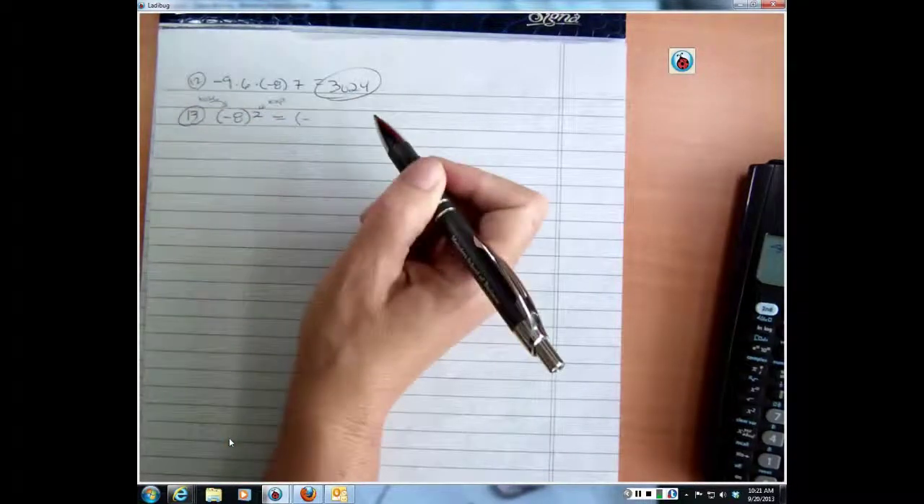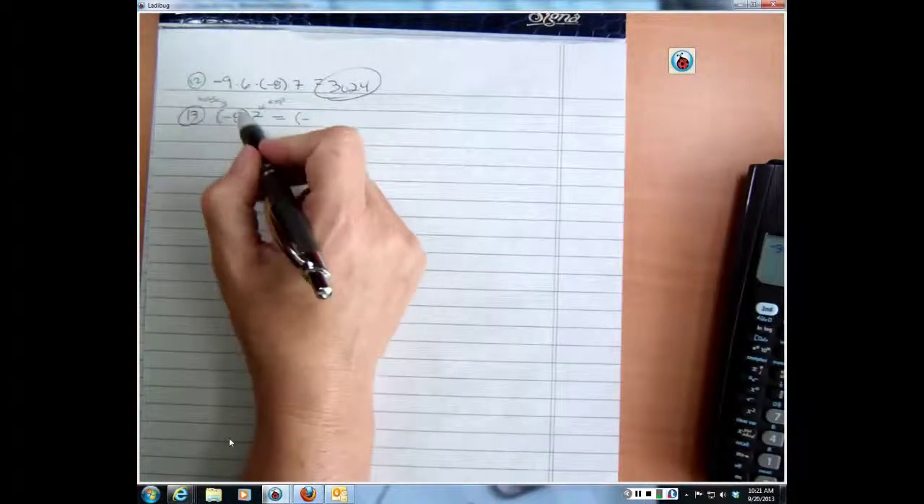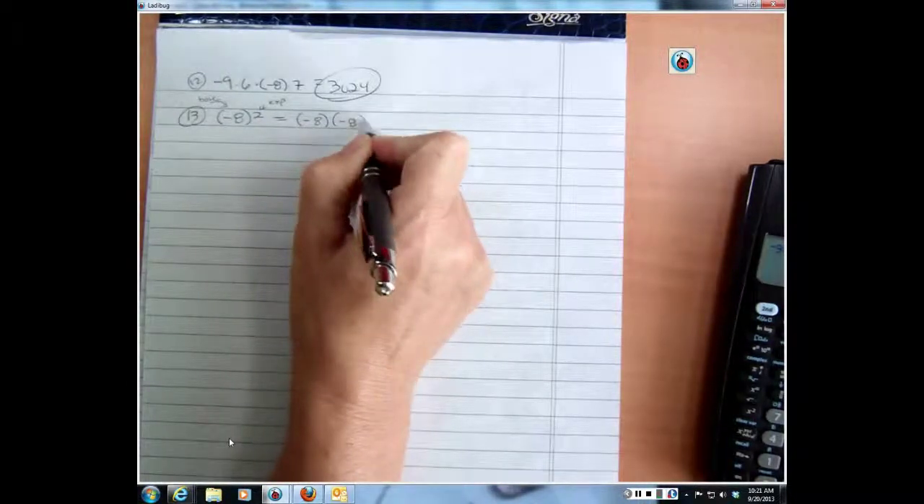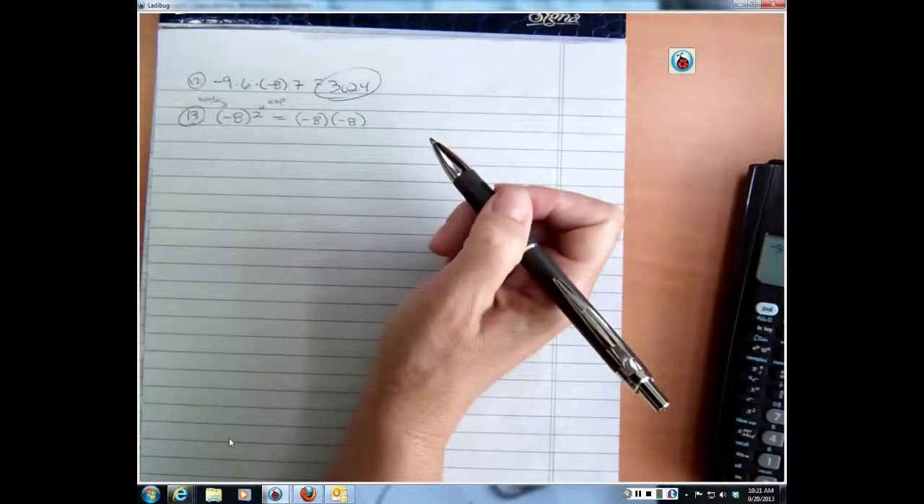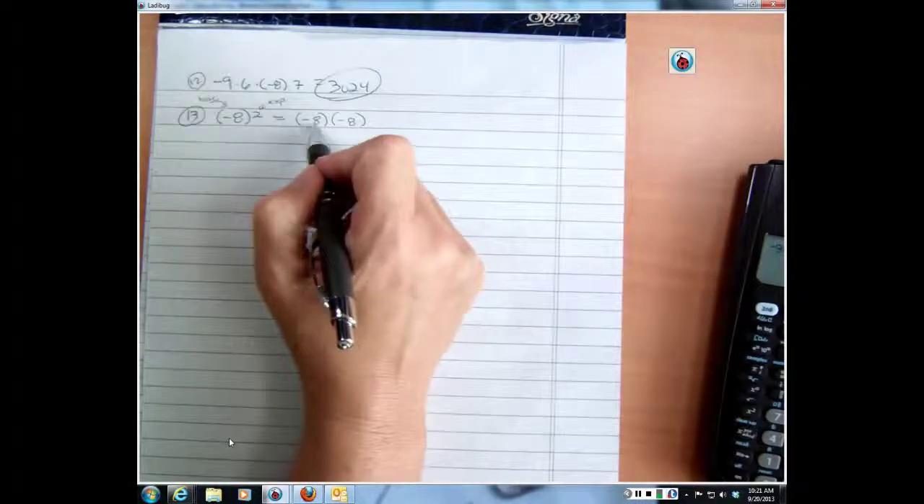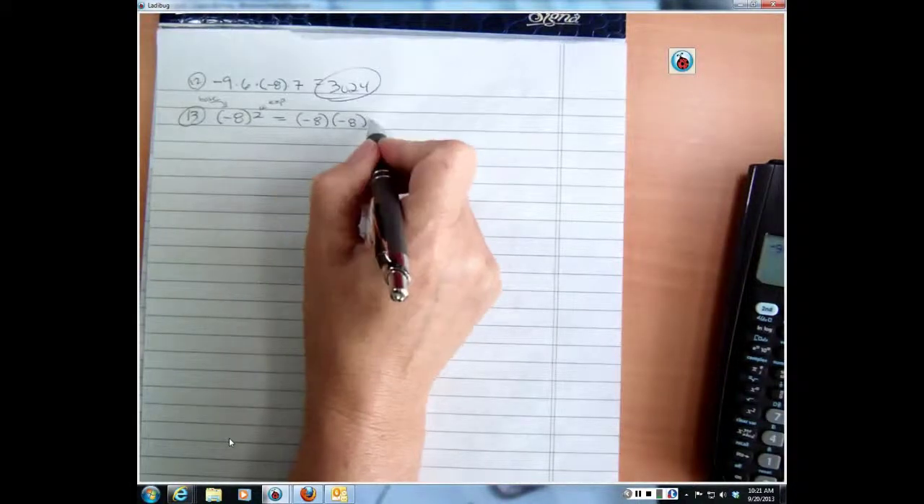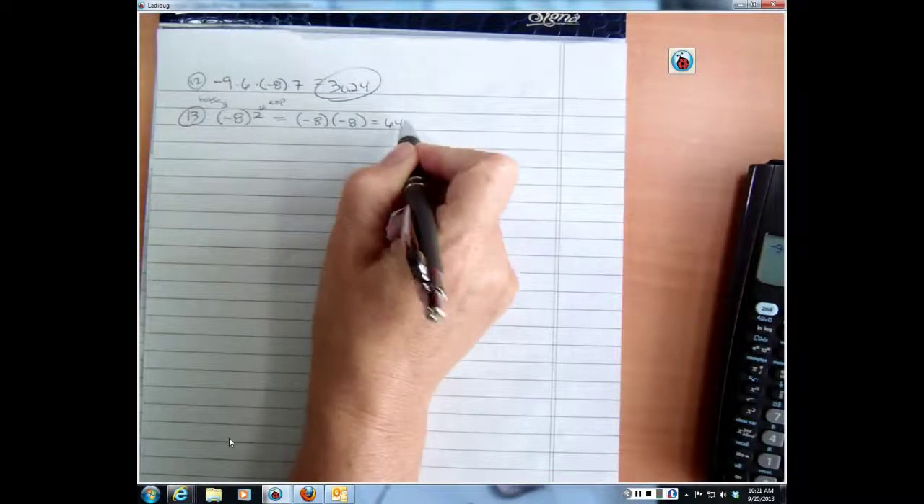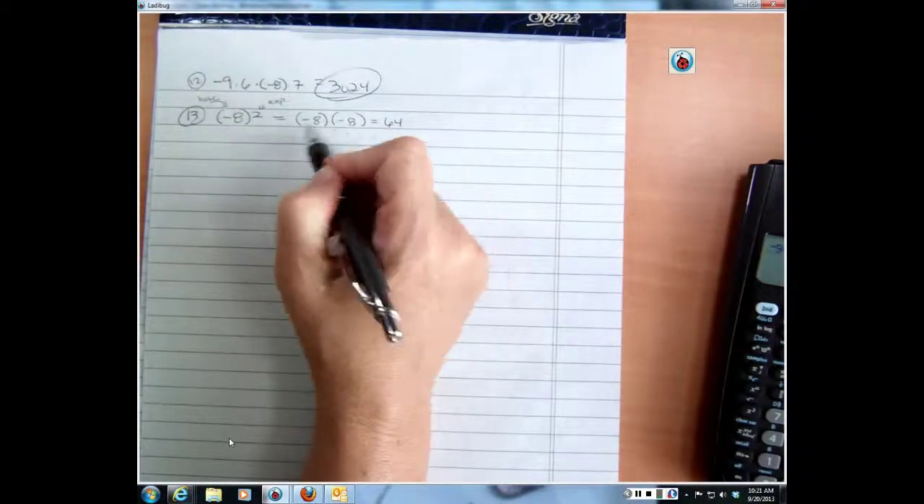And the exponent tells you how many times to repeat the base. So this problem says to do negative 8 times negative 8, twice. So we did it twice. That means that I have an even number of negatives, which is going to give me a positive 64, because 2 is an even number, which gives me a positive.